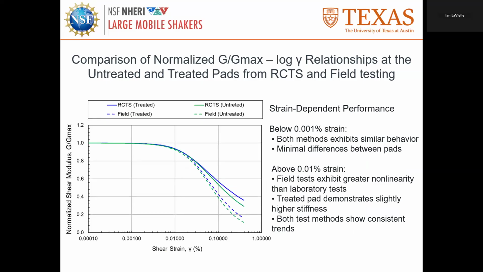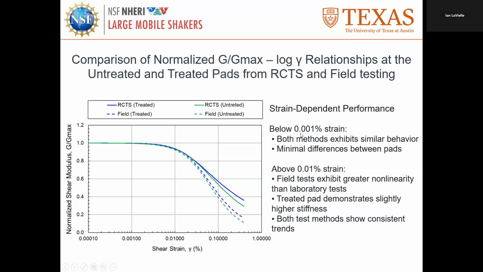So all the solid lines are the RCTS testing, where blue is the treated and green is the untreated. For the field testing, all the dashed lines: treated is the blue and untreated is the green.